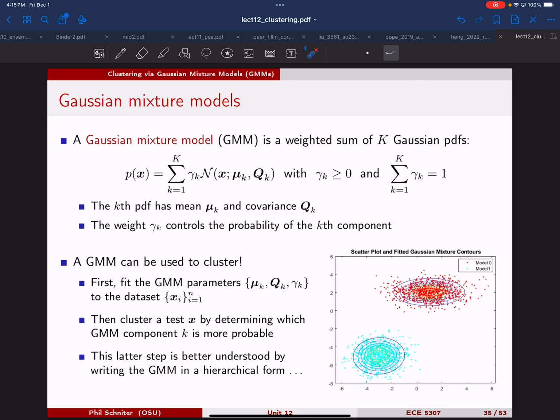Okay, so our Gaussian mixture model looks like this. The probability is a weighted sum of capital K different Gaussians. So here's the sum, here are the weights, gamma K, and here are the individual Gaussians. Each Gaussian has its own mean and its own covariance. And the weights must be non-negative and they must sum to 1. If that's true, then this p of x is a valid density.